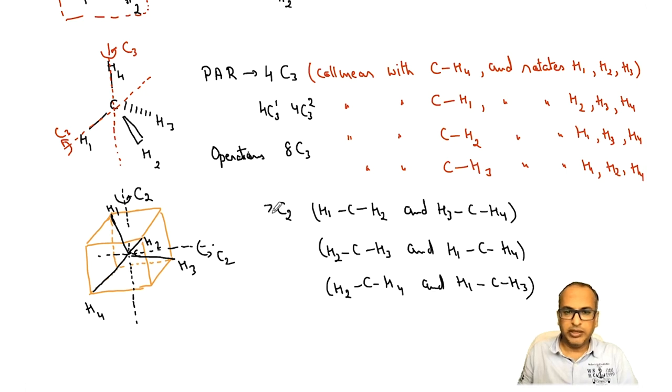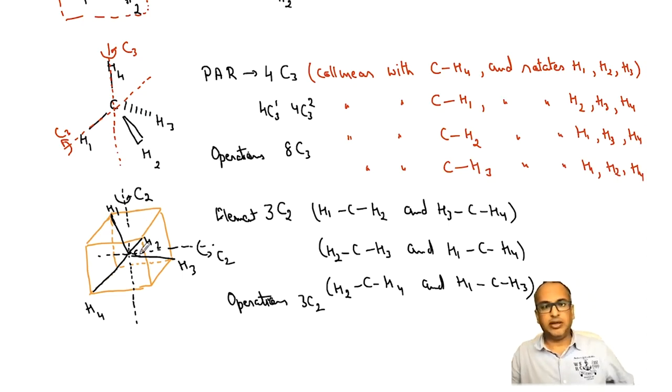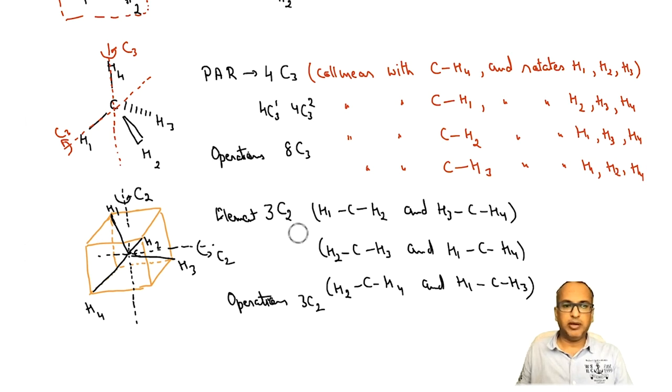So that would mean that there would be three C2 axes, and each C2 gives rise to one C2 operation, so there would be three C2 operations. So there will be three C2 elements and three C2 operations. So this tells you how your C2 proper axes of rotation will be oriented, right? Okay.